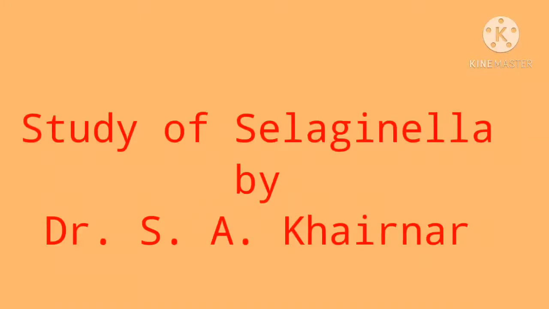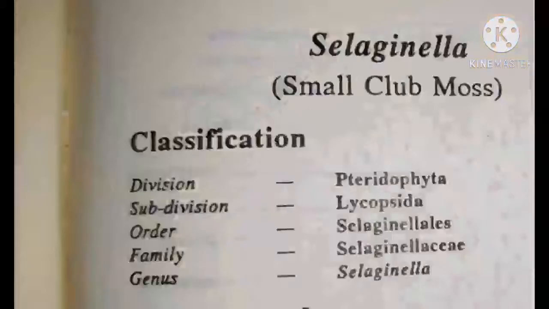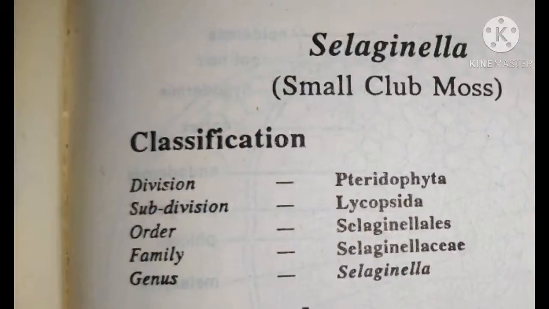Student, now we will study another pteridophyte, that is Selaginella. This Selaginella is also called a club moss. The classification of this pteridophyte is as follows: division Pteridophyta, subdivision Lycopsida, order Selaginellales, family Selaginellaceae, and genus Selaginella. The subdivision or class is Lycopsida.